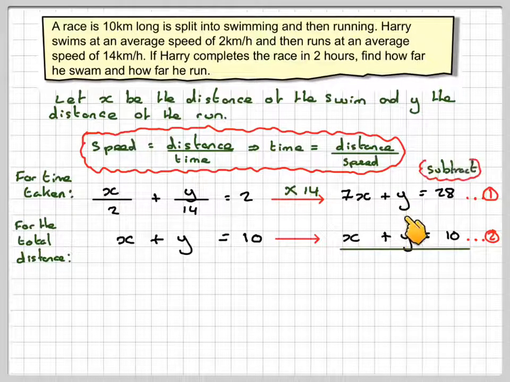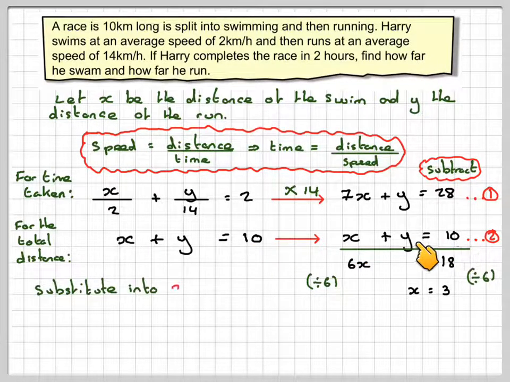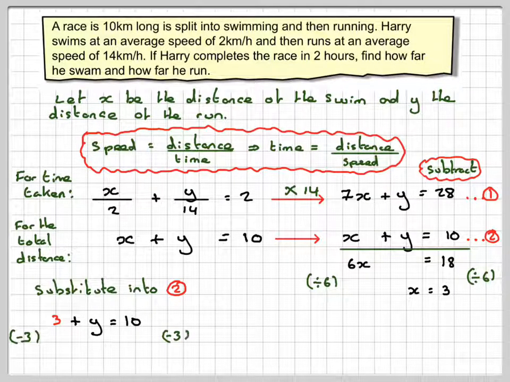If we subtract, the y's will be eliminated, so we've got 7x minus x, which is 6x, y minus y, which is nothing, and then 28 minus 10, which is 18. Divide both sides by 6, we're going to get that x is 3. To find y, it would be easy to use equation 2. So we've got 3 plus y is equal to 10, therefore y, if we take away 3, will be equal to 7.